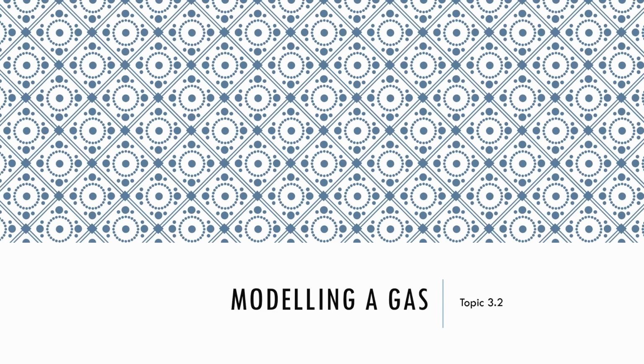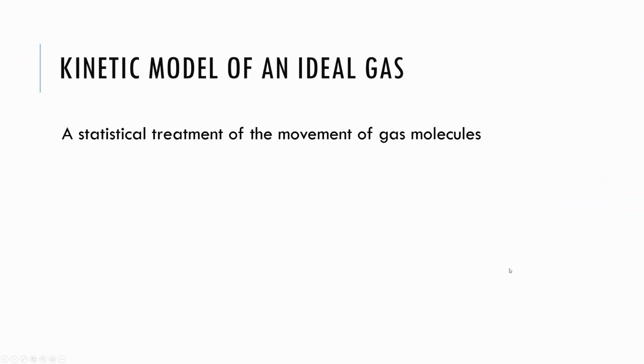Hello, in this video, we'll be talking about everything you need to know about topic 3.2, which is about modeling a gas, basically looking at the behavior of gases at the atomic scale. All right, so a big part of this is talking about what we call the kinetic model of an ideal gas. This is a mathematical model that we use to describe what is going on with a gas.